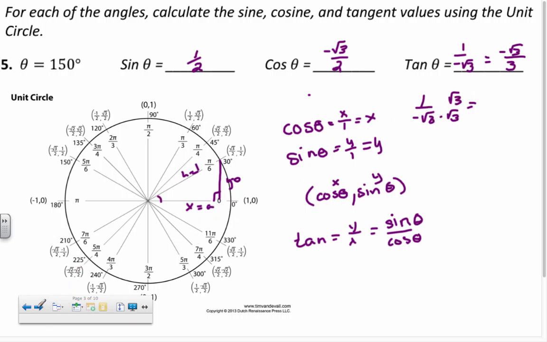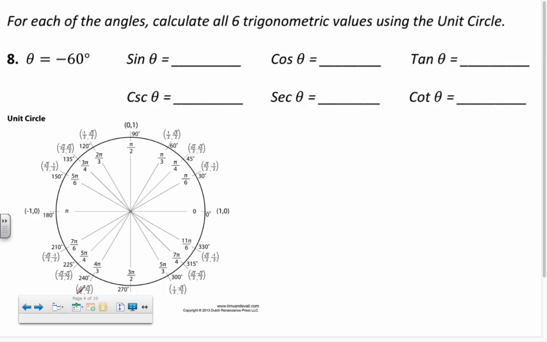Okay, last problem that I'm going to do for this homework is number 8, and it says for each of the angles, calculate 6 trigonometric values using the unit circle. We want to get sine, cosine, tangent, cosecant, secant, and cotangent. So I need all that information that we talked about before. For example, that my x is always my cosine of theta, and my y is the sine of theta. And that tangent of theta is just y over x.